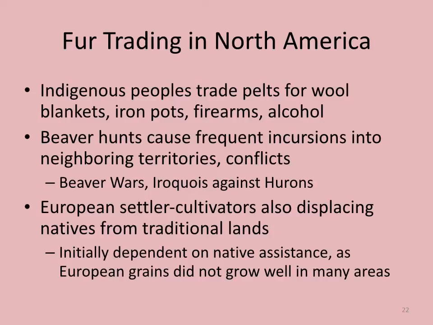Now, eventually, European settler cultivators are also going to displace the natives on traditional lands, because Europeans are spreading out and becoming more and more familiar with the territory where they're going to find these pelts. We're going to see that they are going to be spreading out throughout the continent a whole lot more. Originally, we're going to see that the Native Americans, like in Plymouth and Jamestown, are going to be a great assistance. But as time passes, we're going to see that they become less welcomed.